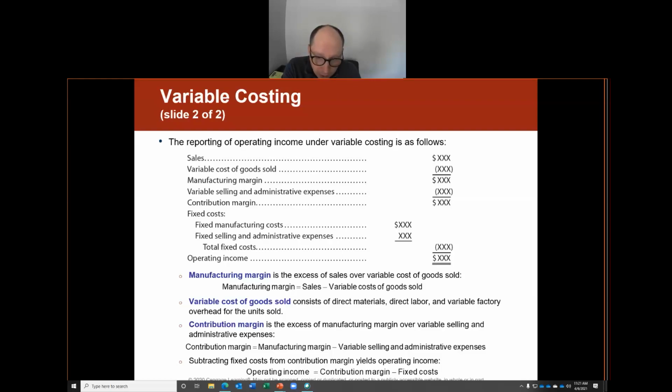Manufacturing margin is the difference between sales and variable cost of goods sold. Variable cost of goods sold is direct materials, direct labor, variable factory overhead. Contribution margin is the difference between our sales price and our variable cost. And then to find our operating income, we take our contribution margin minus our fixed costs. We got operating income. And that's the general structure of it.